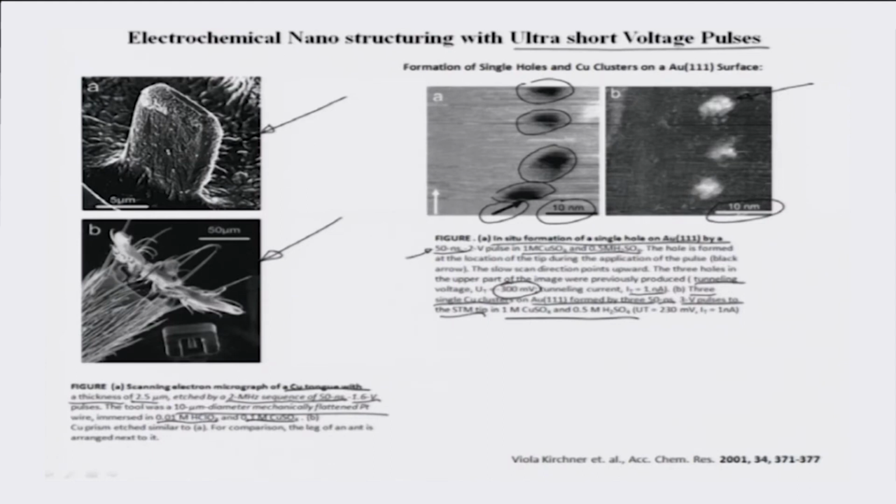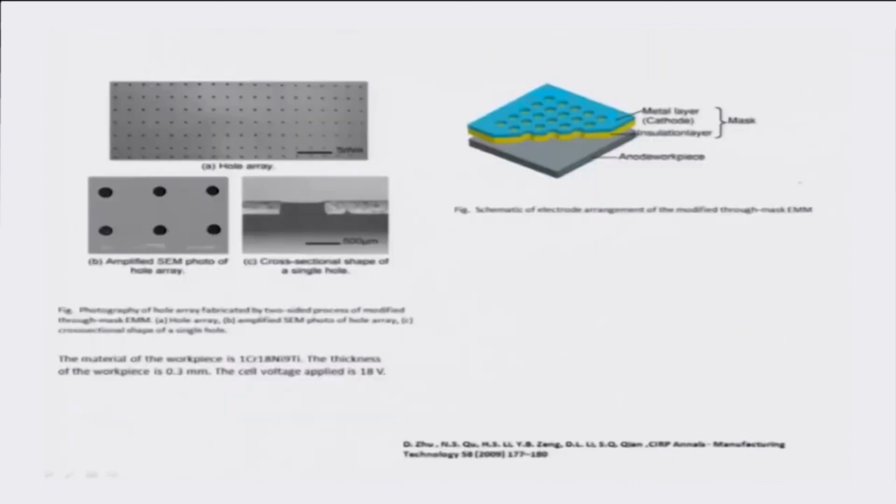So, this resolves very well with some of the current high energy beam processes like FIB, X-ray lithography, and so on and so forth. This is another example borrowed from Zhu et al. in 2009, where they are talking about a perforated cathode. So, this is a perforated cathode and the anode here is the workpiece, and there is an insulation layer in between, which is also like a mask.